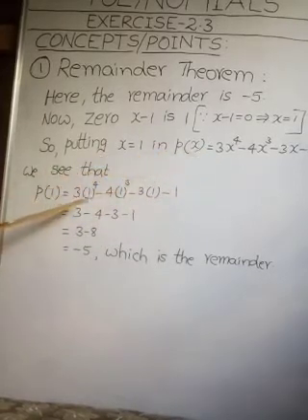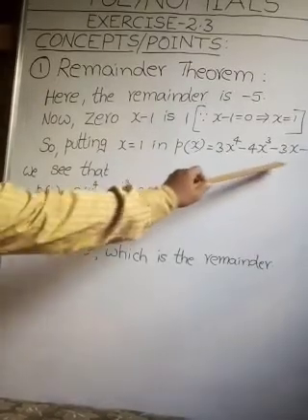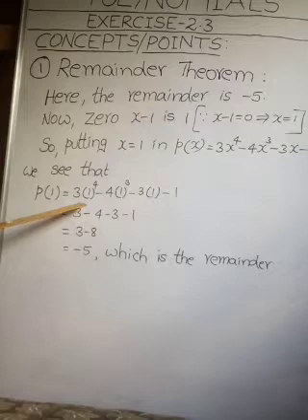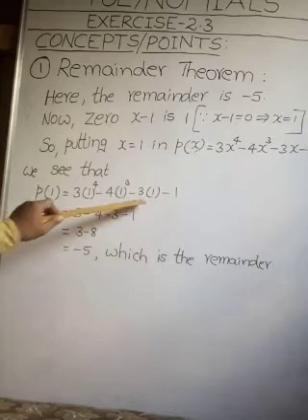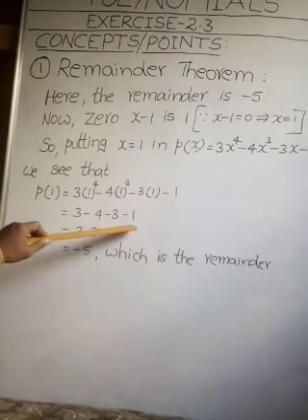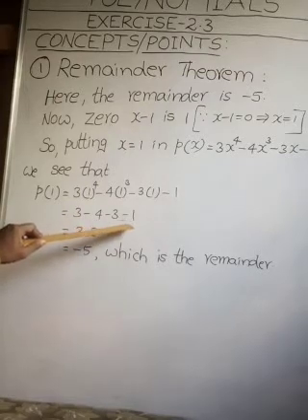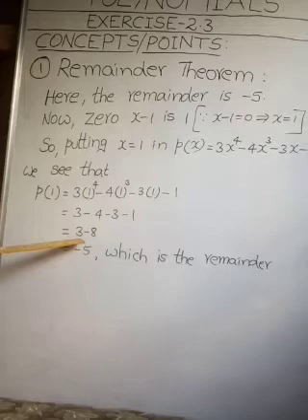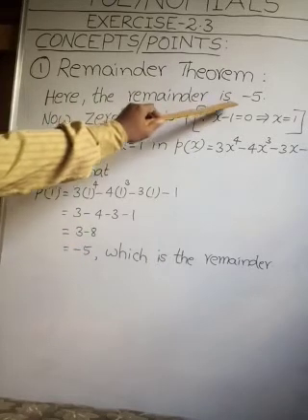So P of 1 is equal to 3 into 1 power 4 minus 4 into 1 cube minus 3 into 1 minus 1. Understood this step, my children? Right. That is equal to the value of the first term, 3, minus the value of this term, 4, minus the value of this term, 3, minus 1. Understood this step, my children? Right. 3 minus 4 minus 3 minus 1. What will you get here? Minus 8. 3 minus 8 we get in this step. Understood this step, my dear children? Right. 3 minus 8. What will you get here? Minus 5. If you observe, this number is nothing but the remainder.